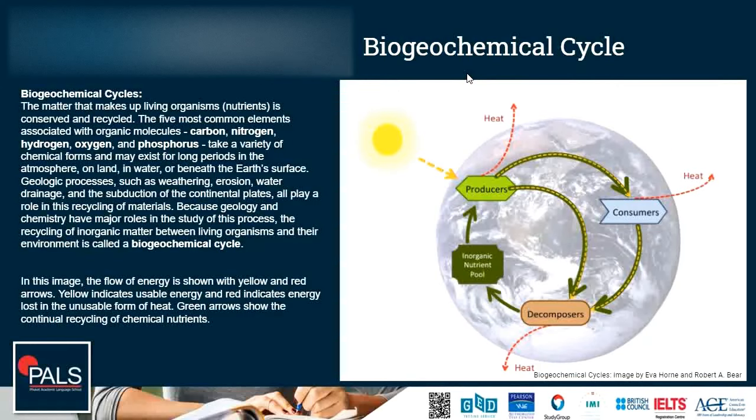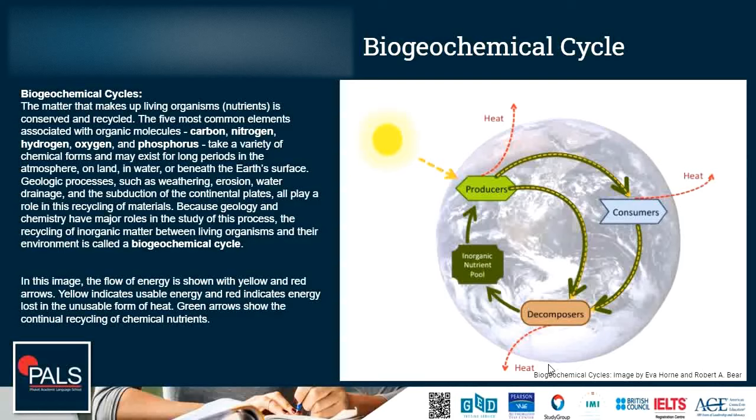All right, so what are biogeochemical cycles? Biogeochemical cycles are about the matter that makes up living organisms, the nutrients. And the matter is conserved and recycled. If you watched the last presentation, we already had this picture, which shows the flow of energy coming from the outside in the form of light energy from the sun. It flows through the ecosystem, through the biosphere, and eventually the energy leaves the system again in the form of heat.